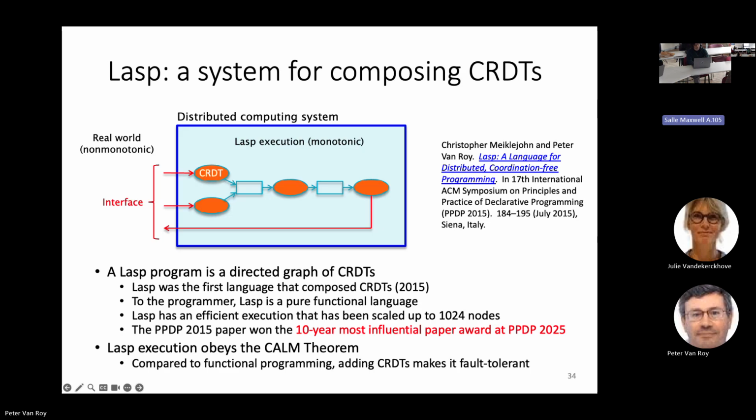So the programmer looks at this, it looks like a pure functional language, but it's distributed and fault tolerant, okay? And we have scaled this up to 1,000 nodes on Amazon Web Services. It's very expensive, but now we can use Grid 5000. So this paper won the 10-year most influential paper award. Lasp execution obeys the CALM theorem. Okay? It's functional, and adding CRDTs makes it fault tolerant.